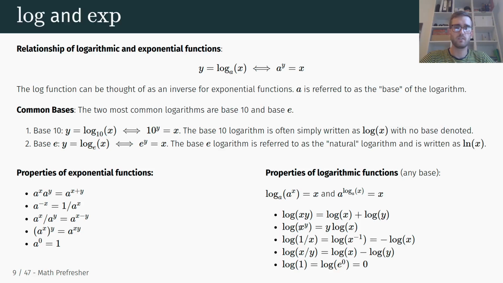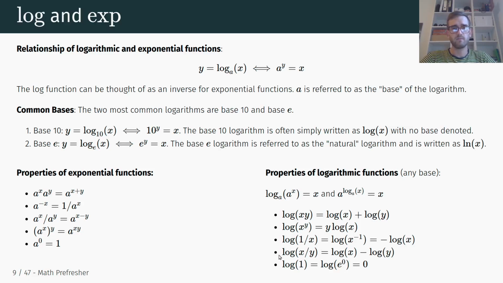Log of x to the power of y: whenever we have an exponent, we can pull out the exponent in front of the log, so that's y times log of x. And equivalently, if we have log of 1 divided by x, since this is equal to log of x to the power of minus 1, we can pull out the minus 1, and that's equal to minus log of x.